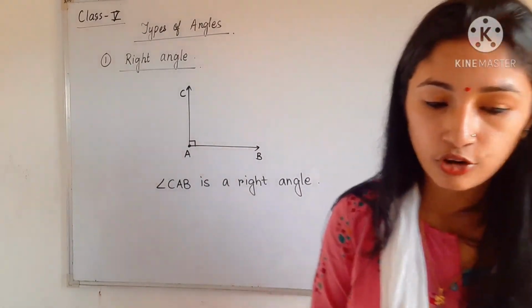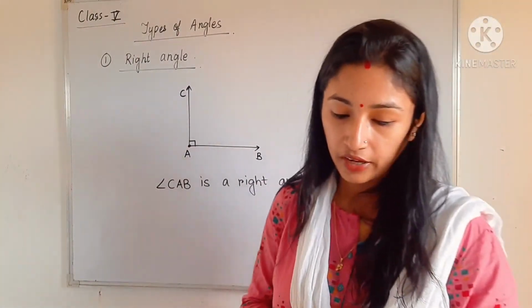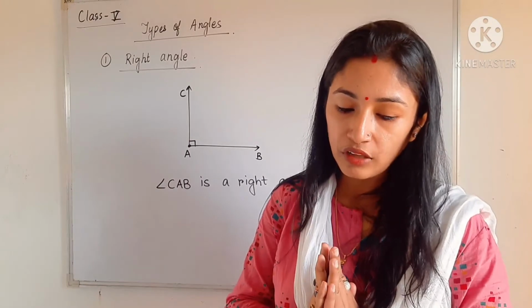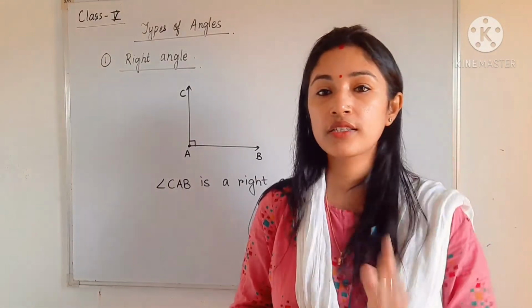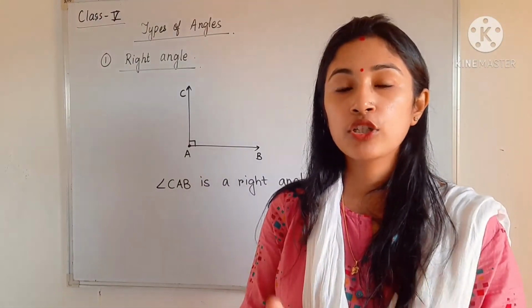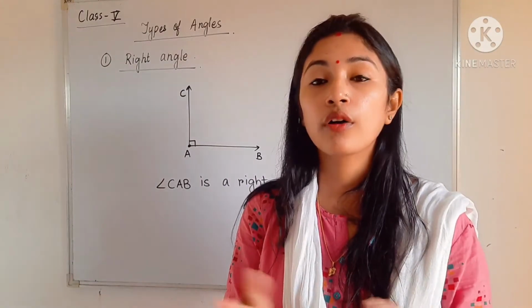So there is a task for you. You have to make a list of angles which are right angles. Inside your room, you can see there are many things which form a right angle, like the door or the window.